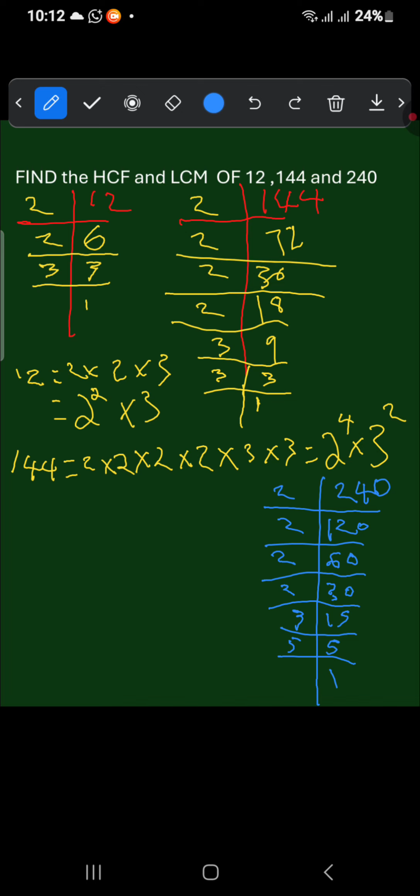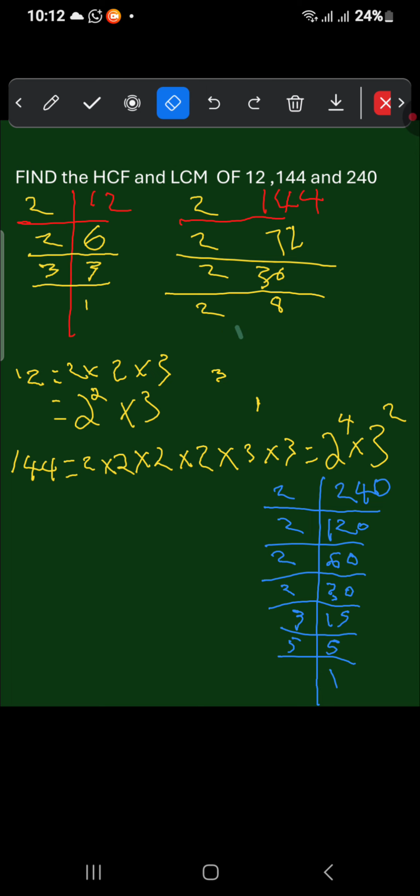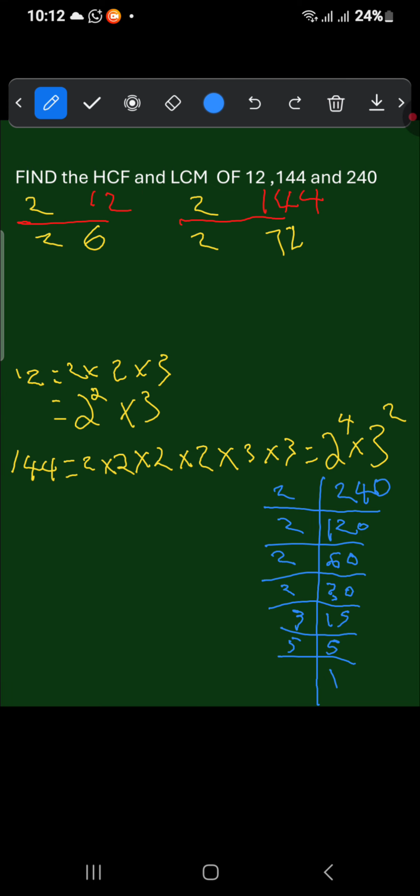So this can be written as 240 is equal to 2 times 2 times 2 times 2. How many 2's do you have? 4 of them. Then times 3 times 5, which is 2 to the power 4 times 3 times 5.